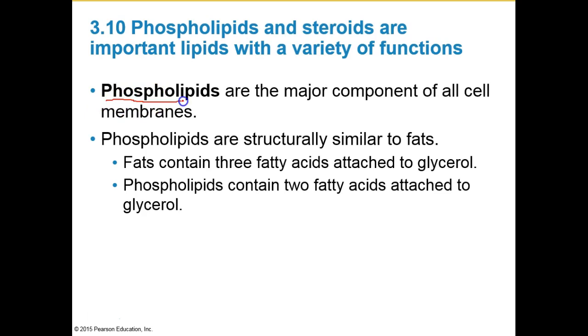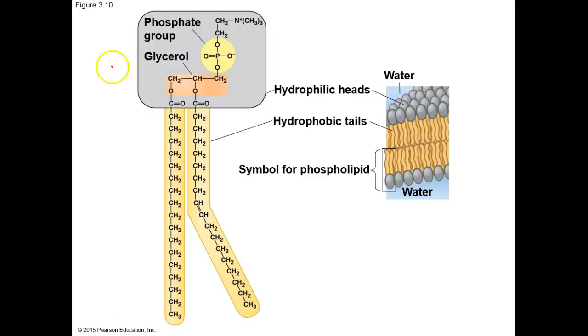So the other category we have are phospholipids. These are the major components of cell membranes. We'll get to talk about these in plenty of detail in the coming sections. These are structurally similar to fats, but they only have 2 fatty acids attached to a glycerol as opposed to 3. That's how they're different. What they'll look like is a glycerol with a phosphate group. That's why they're called phospholipids. So it'll have a phosphate group and those fatty acid tails attached there.